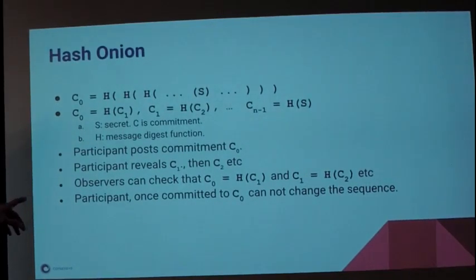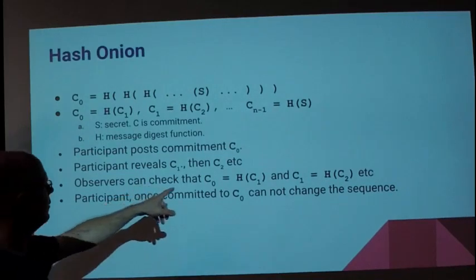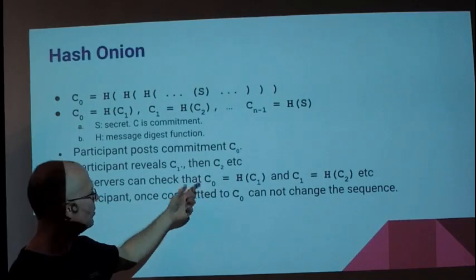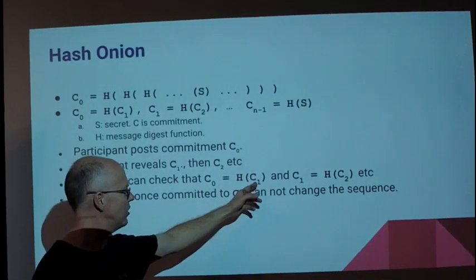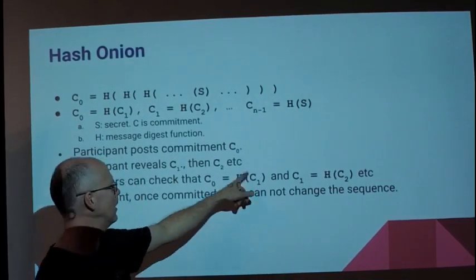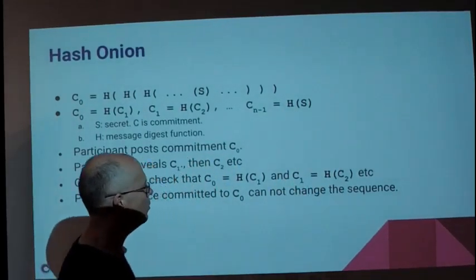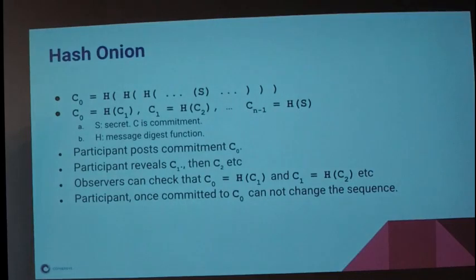Observers can check that you have revealed the right values by just looking at it: last time you revealed C0, now you've revealed C1. Does the hash of C1 equal C0? Does the hash of C2 equal C1? So you can verify whether someone's done the right thing. And once you've committed to C0, you can't change the sequence.